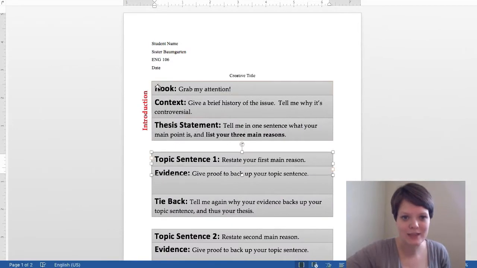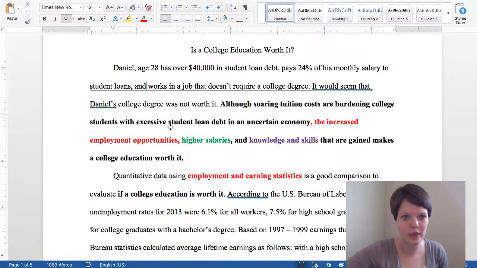Let's see if they start with the hook and then give context and then a thesis statement, okay?